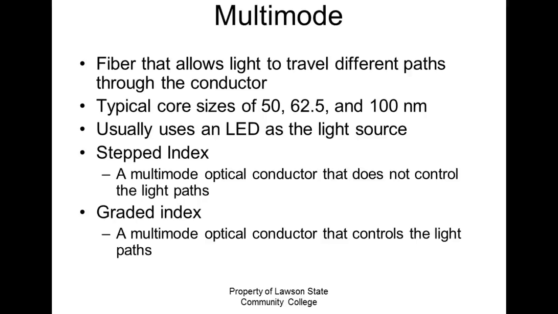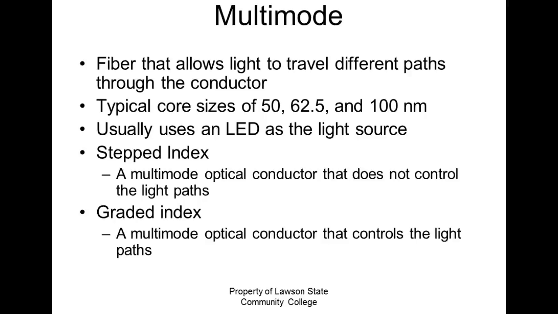Fiber that allows light to travel different paths through the conductor. Typical core sizes are 50 micron, 62.5, which is widely used, and 100 microns. It usually uses an LED as a light source. We have two types. We have what's called stepped index, which is the cheapest, and then we have graded index, which is a step up from that. Okay, so ours is graded index, 62.5/125 fiber is what we're going to be playing with.